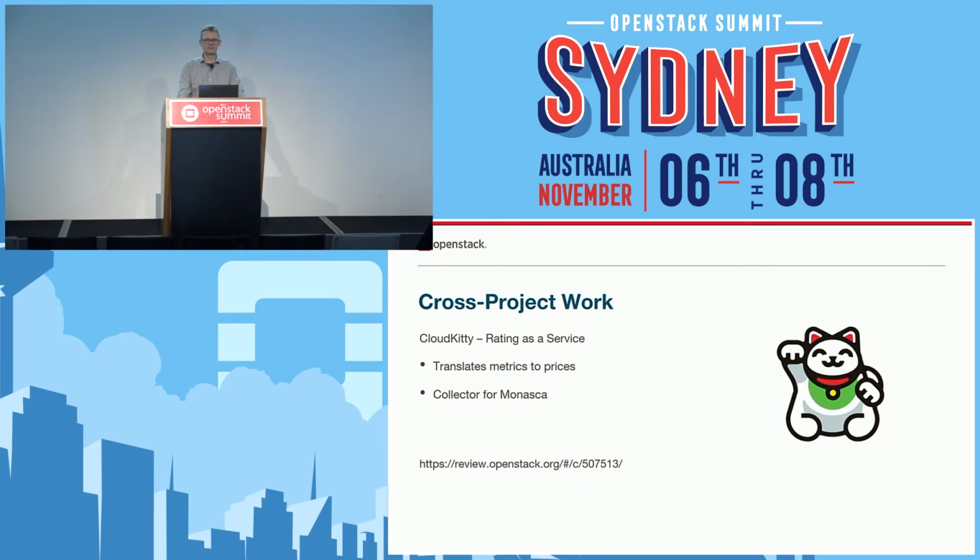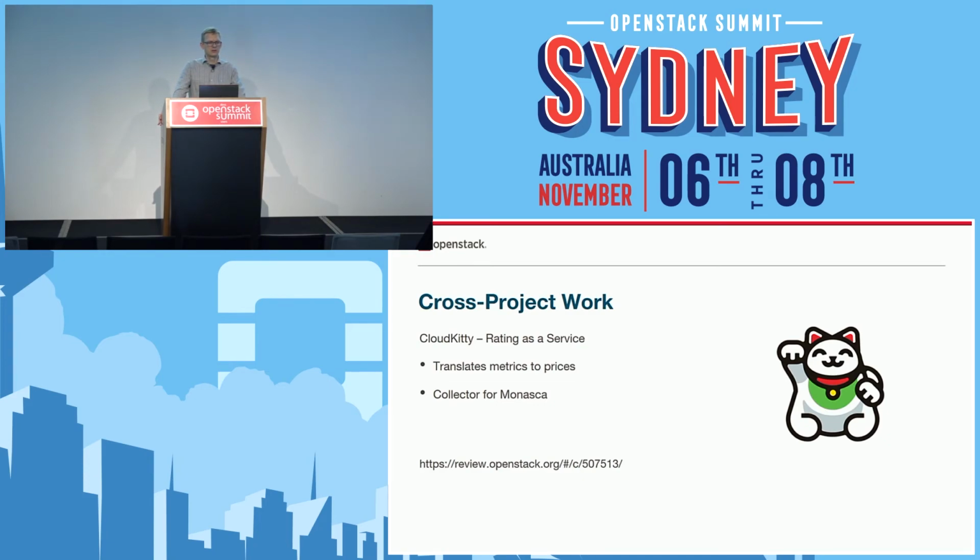Cross-project work. We don't have much cross-project, but there is one project we have integrated lately. It's CloudKitty. CloudKitty is rating as a service. So basically translates metrics to prices, how you charge your users for using OpenStack.